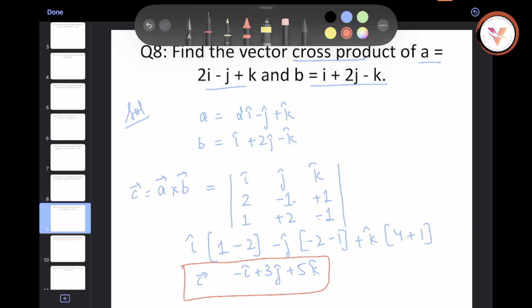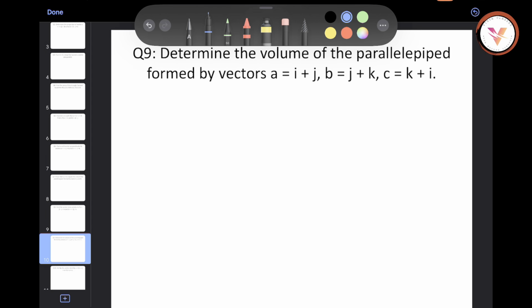Okay, a straightforward question. Next is determine the volume of a parallelepiped formed by vectors this. Okay, so to calculate the volume of this parallelepiped, what you have to do, its formula is A dot B cross C. This is the formula to calculate the volume of parallelepiped. So to calculate volume, it is A dot B cross C.